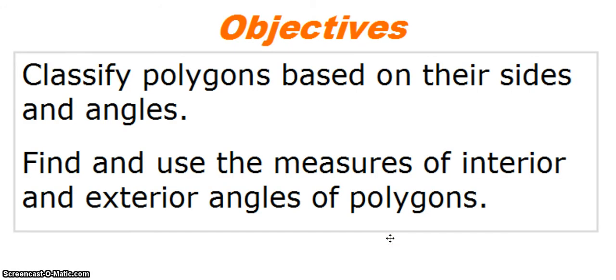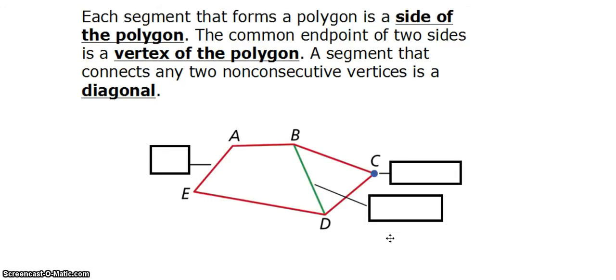Our objective today is to classify polygons based on their sides and angles, and to find and use the measures of interior and exterior angles of polygons. So just a little opening, little intro. Each segment that forms a polygon is a side of the polygon. So we have side AB, side BC, CD, and so on. These are all sides. AE is also a side.